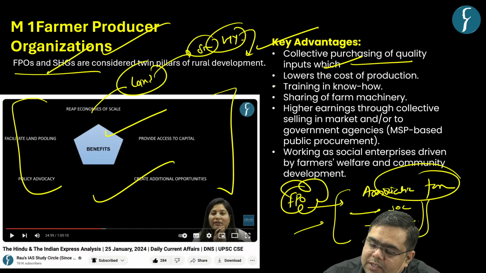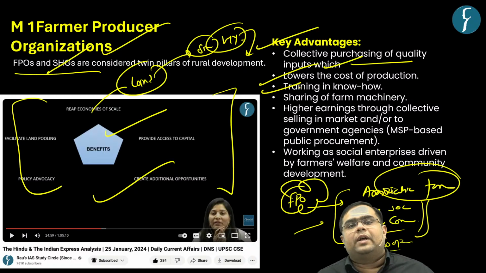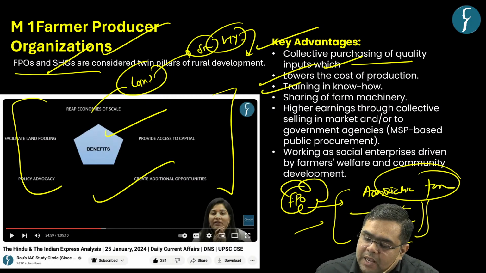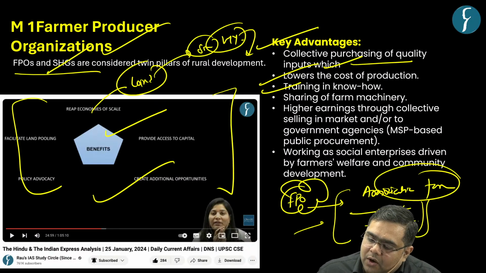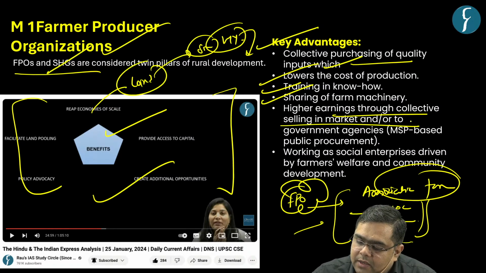So key advantages are that it lowers the cost of production, then they get to know the know-how and skills with respect to the usage of high yielding variety of seeds, advanced chemicals and fertilizers, and so on and so forth. Then there is an advantage with respect to the sharing of farm machinery, then higher earnings through the collection, selling and making markets, and selling to the government agencies.